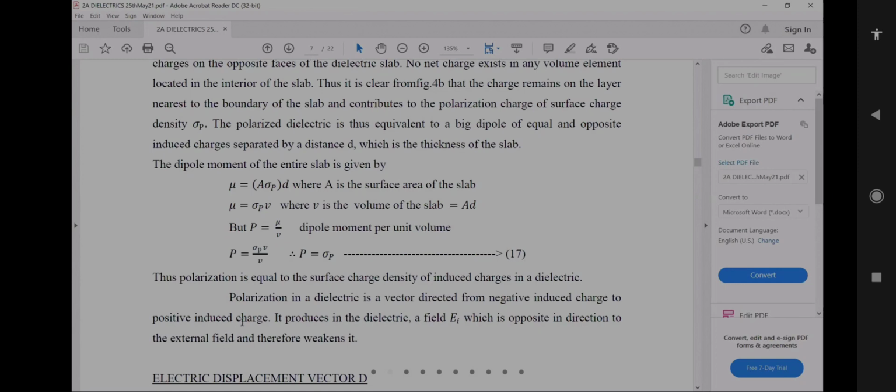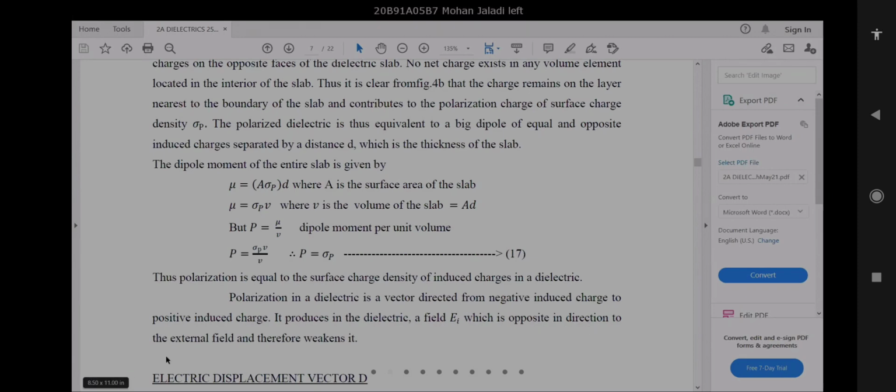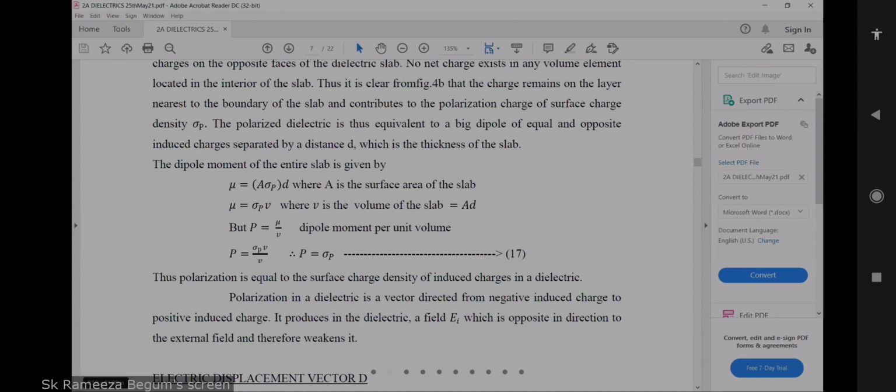Therefore polarization in a dielectric is a vector directed from negative induced charges to positive induced charges. It produces in the dielectric a field E_i which is opposite in direction to the external field, and therefore weakens it. Okay, clear? Did you understand the equations, sir?